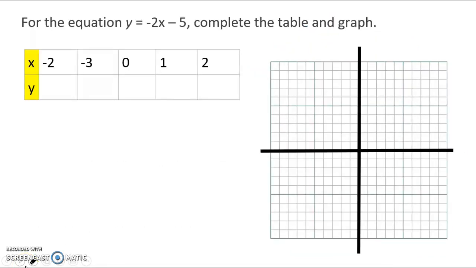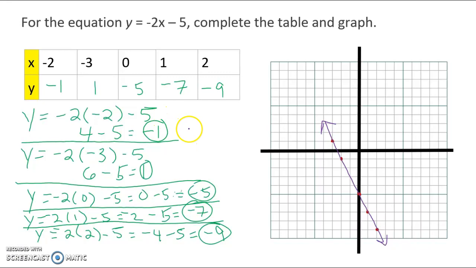Alright, moving on. Why don't you pause the video and you try y equals negative 2x minus 5, and I've given you 5 x's to substitute in for x, find the corresponding y's, and graph.